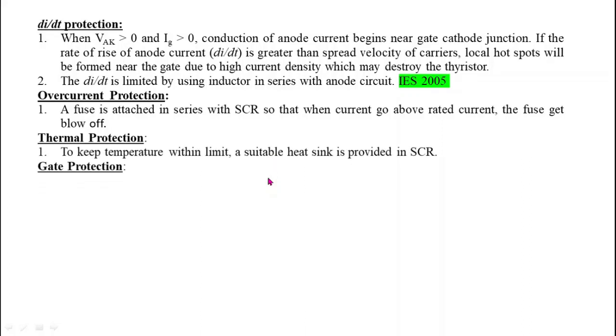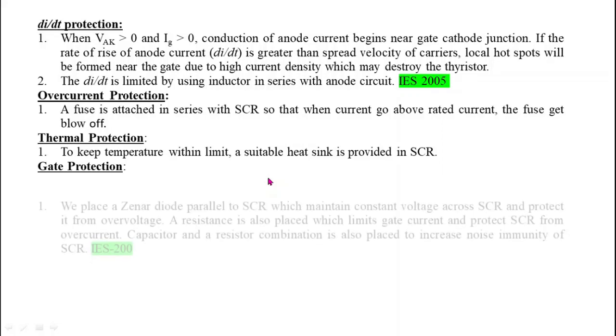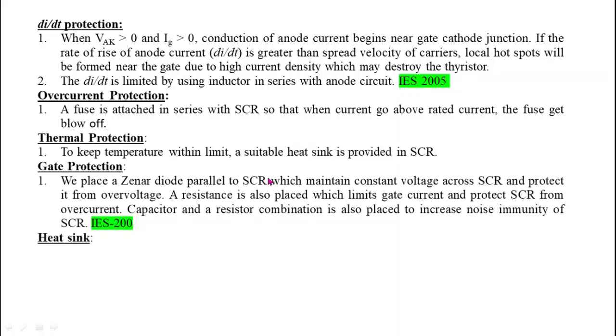Next is gate protection. To protect SCR from overvoltage, a Zener diode is placed across gate cathode terminals. Zener diode maintains a constant voltage across SCR. A resistance is also placed which limits the gate current. This concept has been asked in ES 2000.